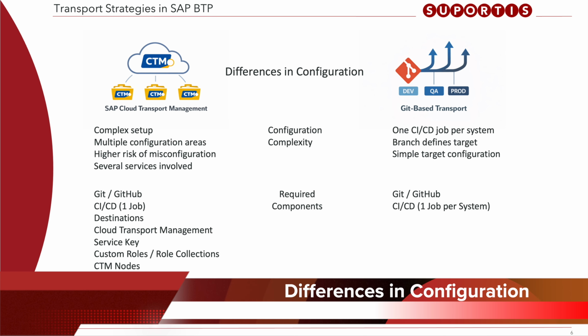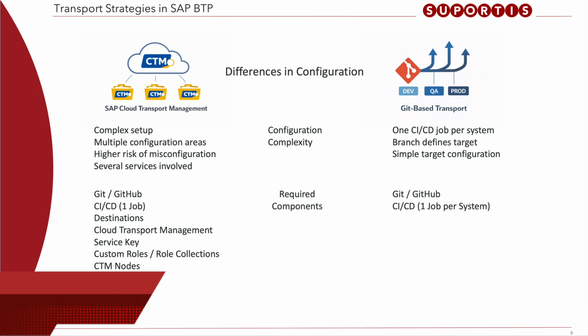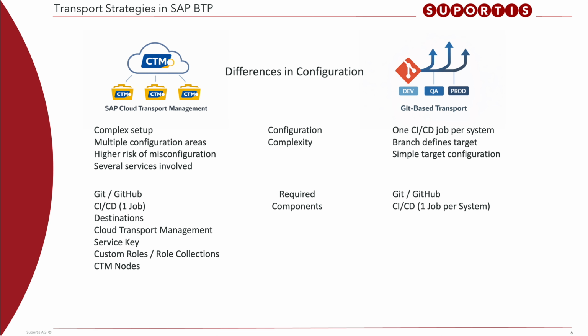Now let's compare the configuration effort. On the left side with CTM, the setup is more complex. We have to configure multiple services in different areas on SAP BTP. This includes destination, Servicekey, CTM landscape node, CI/CD integration, and role assignments. Because configuration is distributed across several tools, the risk of misconfiguration is higher.